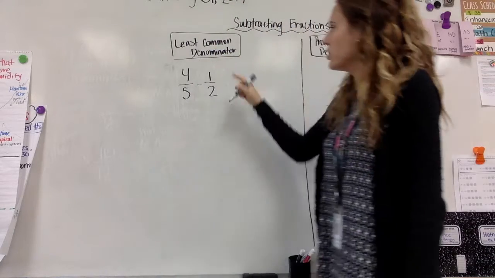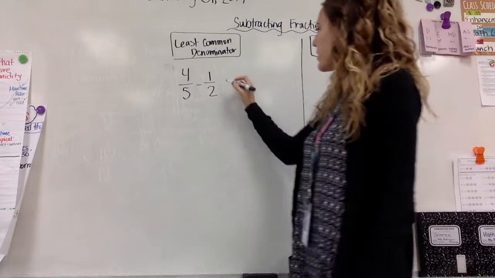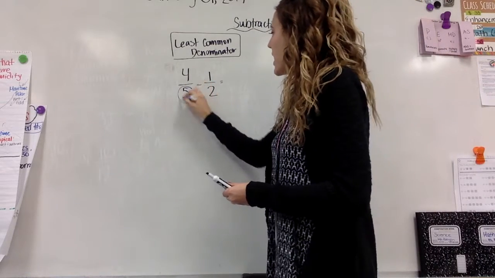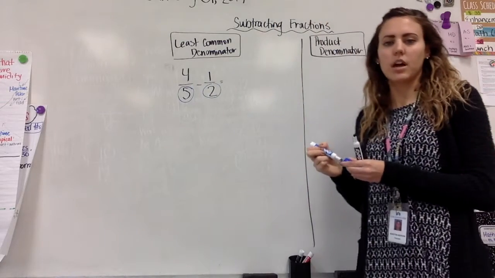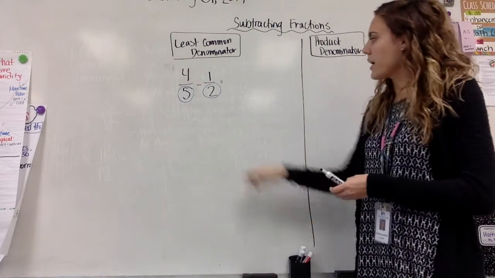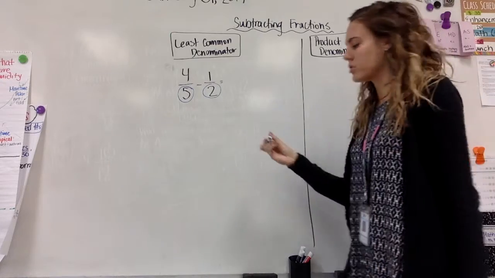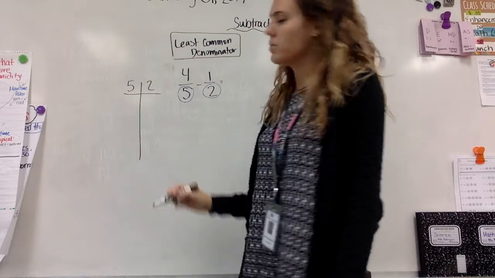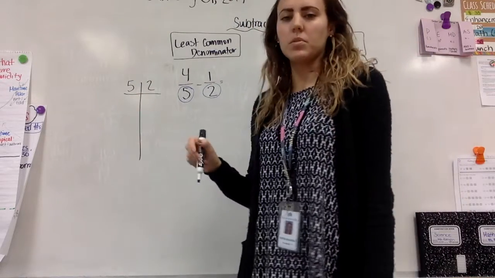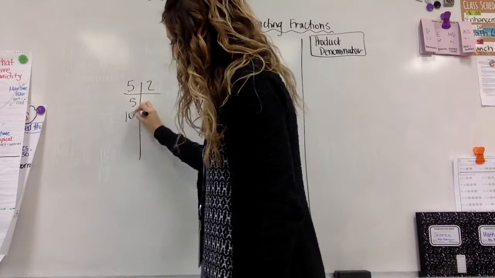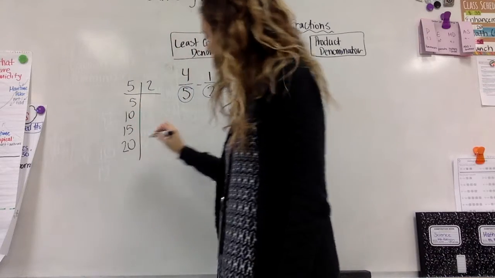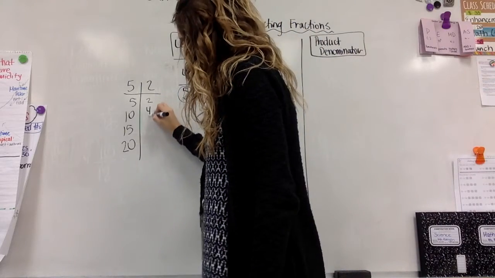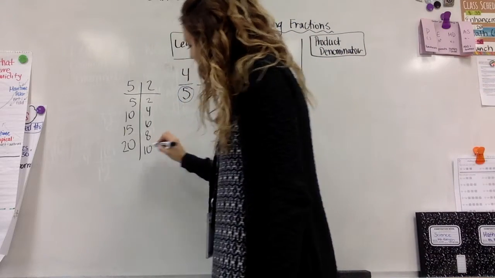So we're going to look at the problem 4/5 minus 1/2 using our least common denominator method. So if I look at my two fractions, I see that I have two different denominators. So I need to go ahead and create the least common denominator. So I'm going to make my multiples chart for 5 and 2. So I'm going to list the first couple multiples for 5. So 5, 10, 15, 20. I'm going to do the same thing with 2. So 2, 4, 6, 8, 10.